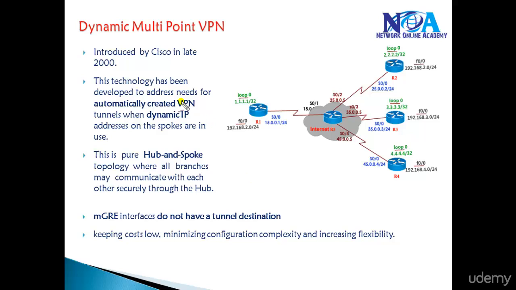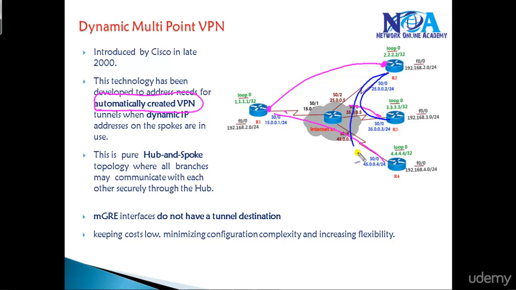Now DMVPN was introduced by Cisco in the late 2000s. This technology is going to allow you to have dynamic, automatically created VPNs. Automatically created VPNs means once we configure some of the DMVPN commands, it's going to build a logical tunnel between them, and it also allows you to have tunnels built dynamically between all the spokes. So by using minimum configuration, we can have a full mesh dynamic multi-point. Full mesh VPNs can be implemented between router 1 to router 2 and all the remaining routers.